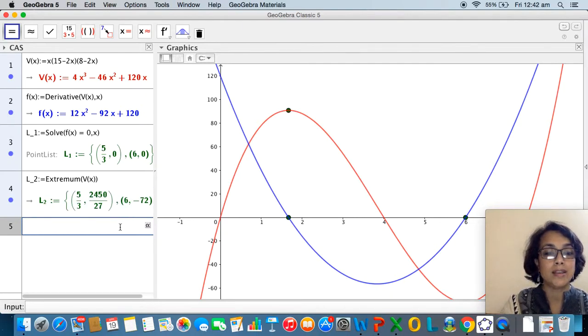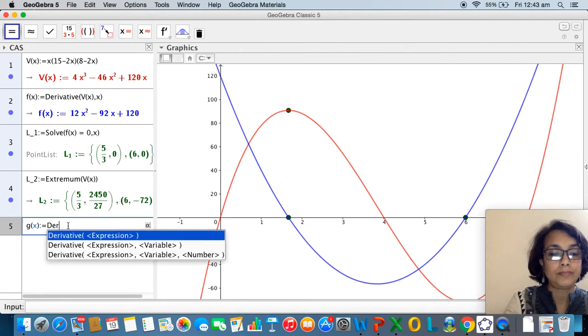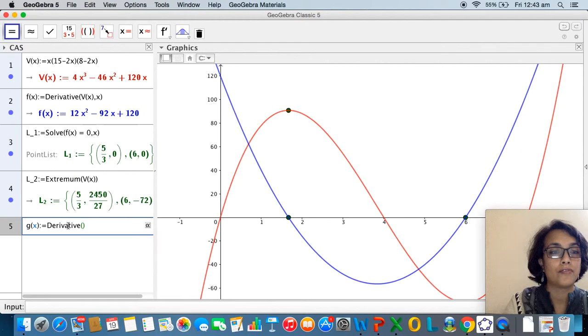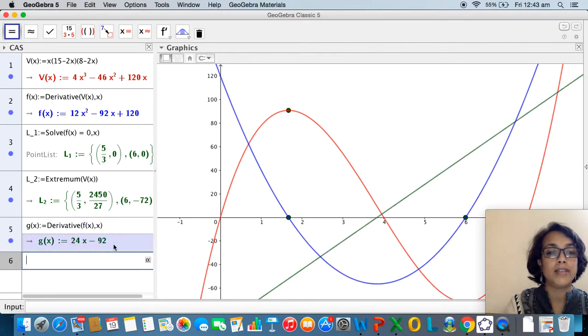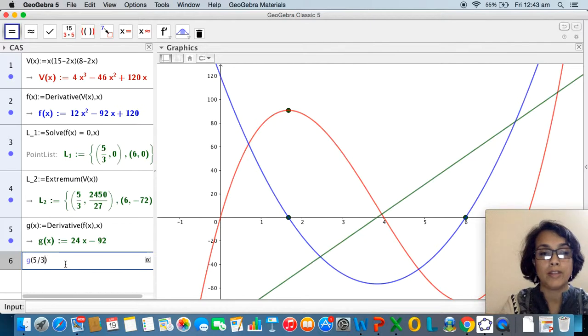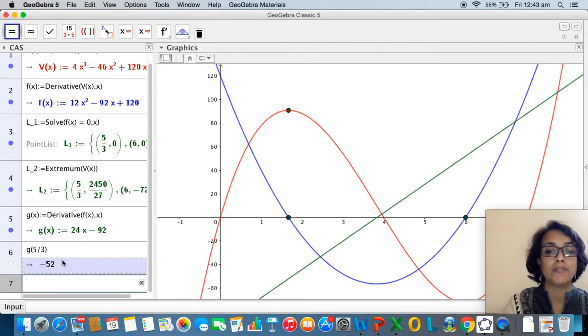Now I'm going to try and work out the second derivative. So I'm going to say g of x is equal to derivative of, let me say, f of x with respect to x. Let's see what GeoGebra gives us. So this is the second derivative, which is 24 x minus 92, a linear function, and green in color. And I would like to know what is the value of this function at 5 by 3. So I'm simply going to input g of 5 by 3, and we see that this is minus 52. So the second derivative tells us that if the second derivative at a point is negative, then at that critical point the function will have a local maxima.